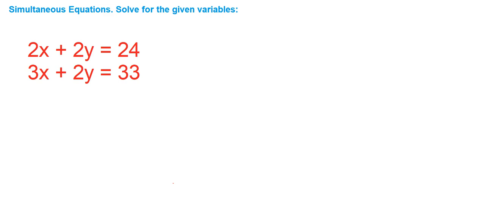Simultaneous equations. Okay, so we have to solve for these given variables. We've got x's in both equations, and they have the same value. We have y's in both equations, and again, they have exactly the same value. So what this says is 2x plus 2y equals 24, and the second equation, 3x plus 2y equals 33. So let's go about solving these.